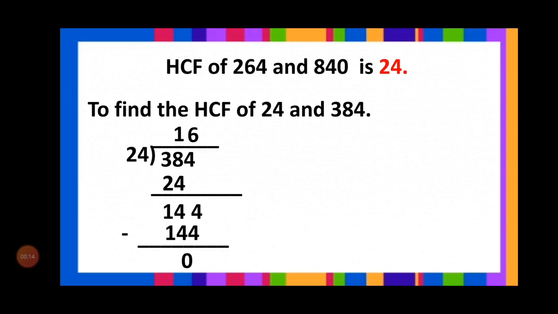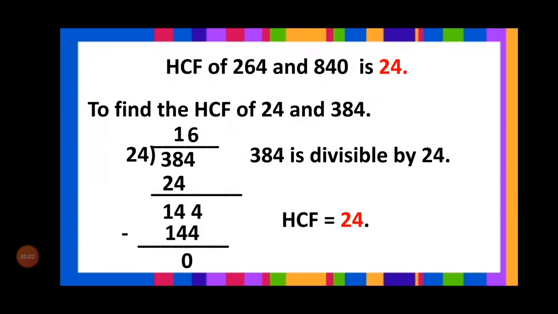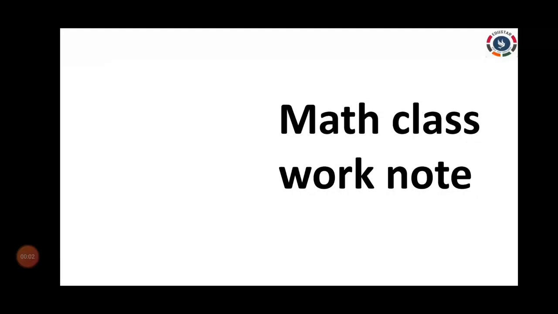So which is the HCF of these three numbers? 24 is the HCF. 384 is divisible by 24. So the HCF of 264, 840 and 384 is equal to 24. Have you understood that? Start to write math classwork.